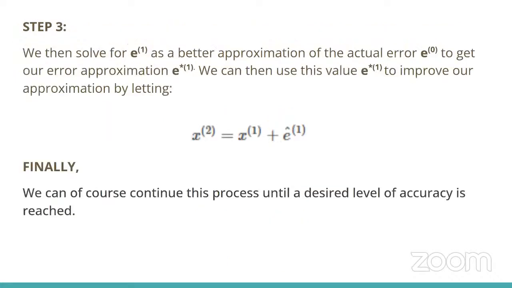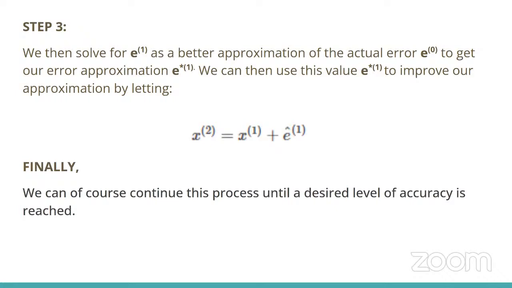So for step 3, we then solve for E1 as the better approximation of the actual error E naught. Okay, so that's the next step. To get a better value, keep on solving, keep on moving forward. So to get our error approximation E star naught, we can then use this value E star 1 to improve our approximation by letting, so this is still the same formula, but now we have iterated further. We'll see that when we go to an example, hopefully.